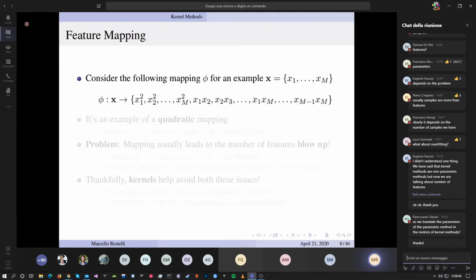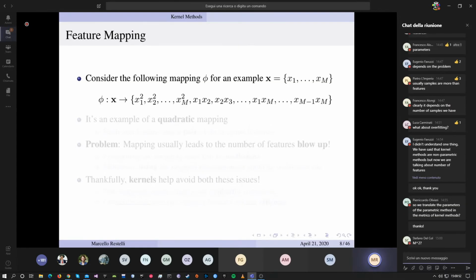So you know that, of course, the number of square terms is equal to M. And then you have all the combinations of the pairs. Actually, they are M plus M times M minus 1 divided by 2. So in the order of M squared. Okay? So this is the number of features that you will produce. And this is only by producing the second-order monomials.